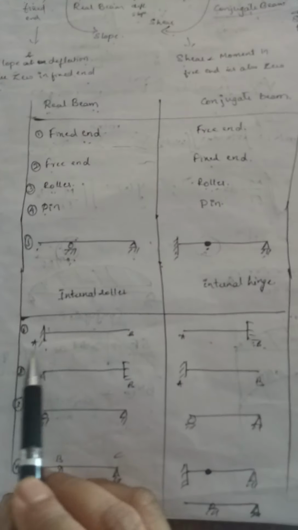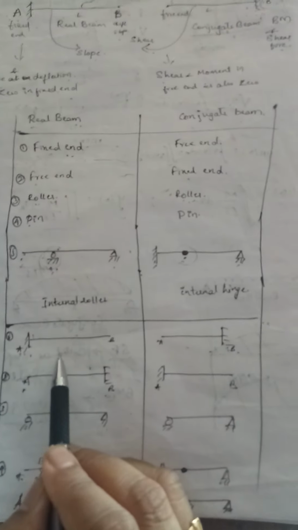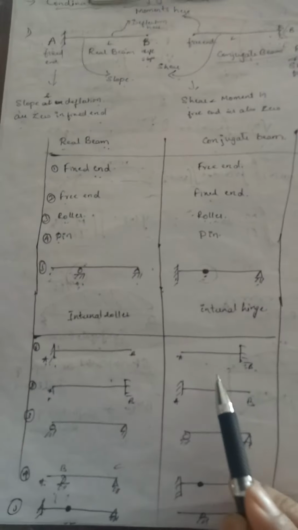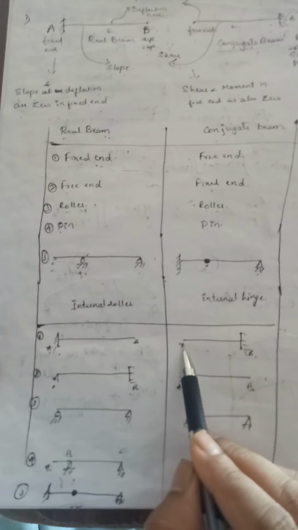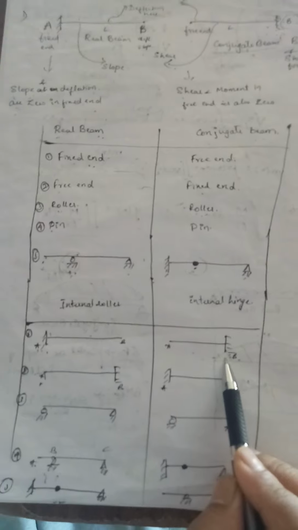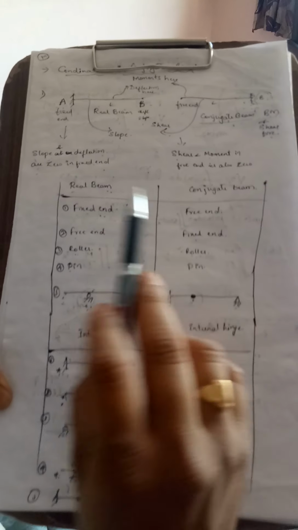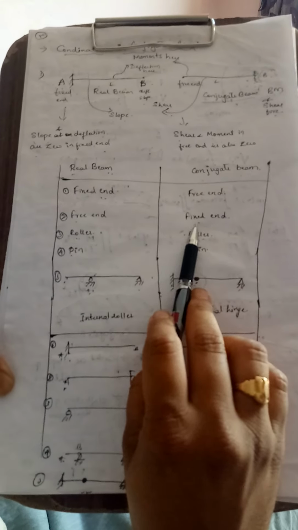In the figure, A and B is a cantilever beam. A support is a fixed support in the real beam. In the conjugate beam, the A support is converted into a free end, and the free end B support is converted into a fixed end. Now what is understood? This is the condition: if it is fixed, it is converted to free. If it is free, it is converted into fixed.